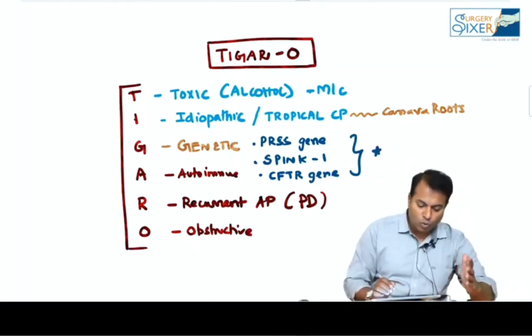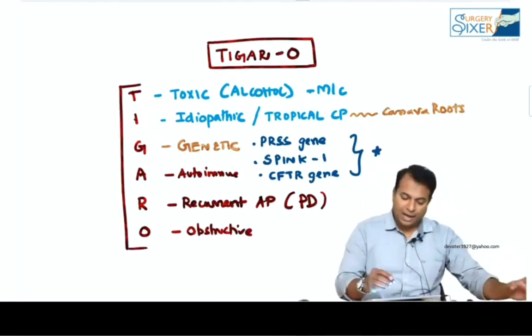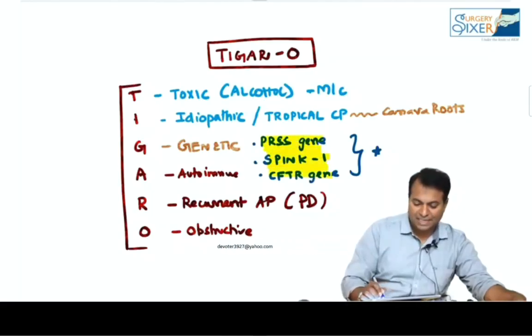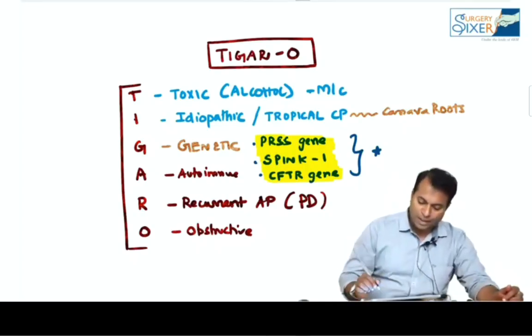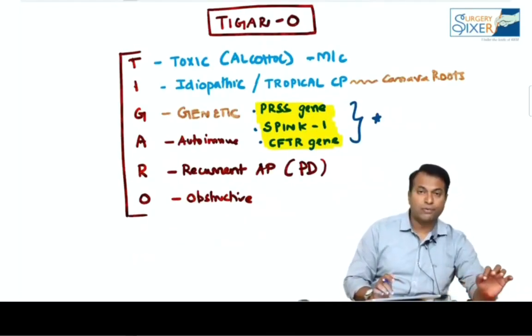So this is known as the TIGAR-O classification: toxic, idiopathic or tropical. Please don't forget, genetic causes may be asked in the exam: PRSS1 gene, SPINK1, and the CFTR gene, the cystic fibrosis transmembrane conductance regulator gene. All these are genetic mutations. Autoimmune, recurrent acute pancreatitis, and obstructive are the various causes of chronic pancreatitis.